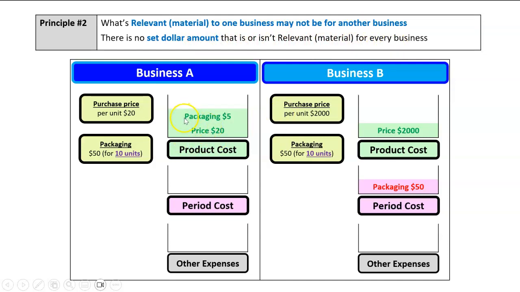This business decided the packaging cost was relevant to the cost of each unit because it was $5 packaging on a $20 purchase price. That's like, what's that? 25% of the purchase price was incurred in packaging. That's very relevant. But over here, a $5 packaging expense is not really all that material or relevant when the product price is $2,000. So it might just be easier to call that one a period cost.